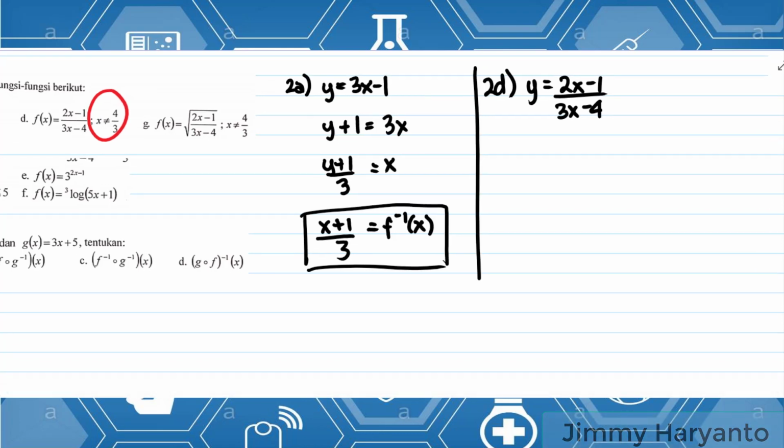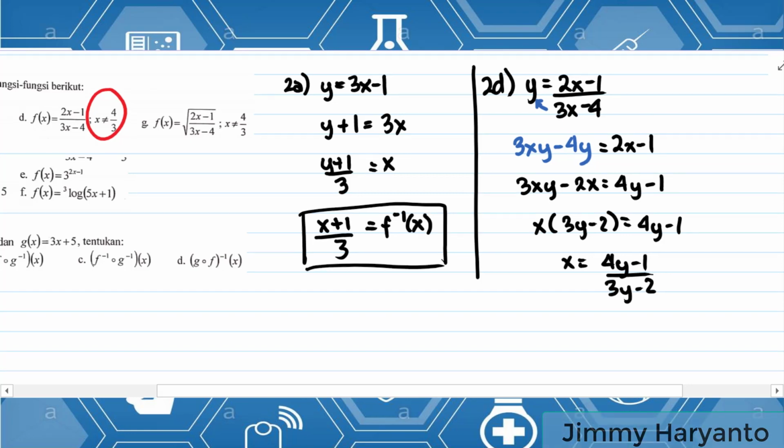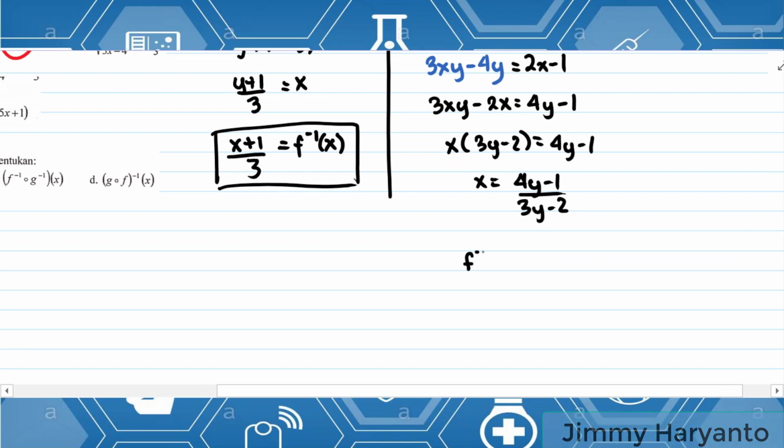Okay, next, from here we cross multiply this and this, so we will get 3xy minus 4y equals to 2x minus 1, and then group the x, so we will have 3xy minus 2x equals to 4y minus 1. Then factorize the x, x(3y minus 2) equals to 4y minus 1. x will be 4y minus 1 over 3y minus 2. After you get x equals to, you have to change this x into f inverse, and then the y into x. There you go, the inverse.